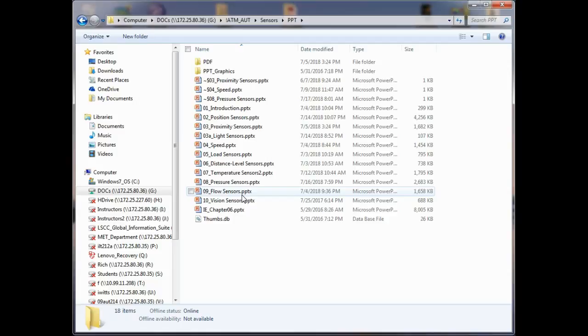Does this mean that's all the sensors that are out there? No. We have sensors that sense color. We have sensors that sense all different types of things. The viscosity, the thickness of a liquid. And then we have sensors that sense thickness of metals.